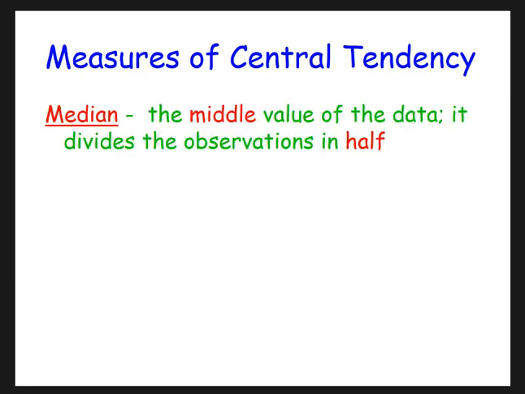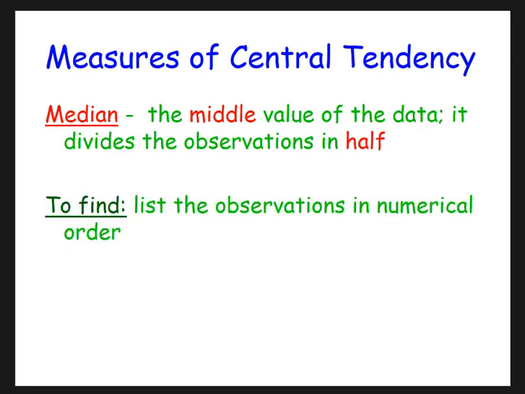Let's talk about the median. The median is the middle value. It divides the data into half. So the median is in the middle of the data. Half of the values, half of the observations are smaller than the median. Half of the observations are larger than the median. To find this, the first thing you have to do is put the values, the observations in numerical order, from smallest to largest.